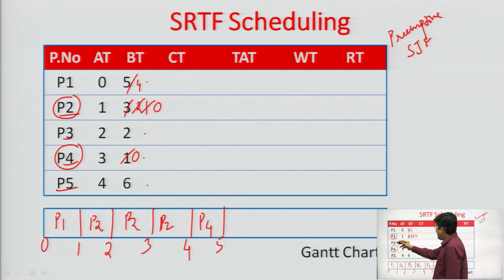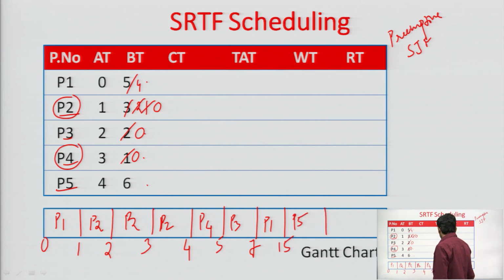After this, the P3 process has the least burst time. Since no more processes are coming into the system, we are left with only the previously arrived processes. So, there is no need for preemption now. The processes will now run till completion. The P3 process, which has a burst time of 2, runs till completion. Then the P1 process also runs till completion, and then the P5 process finally runs till completion.